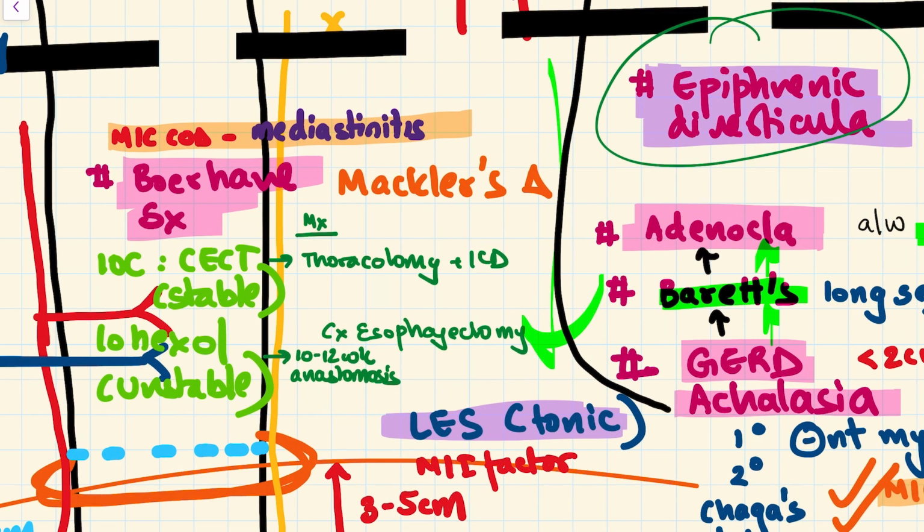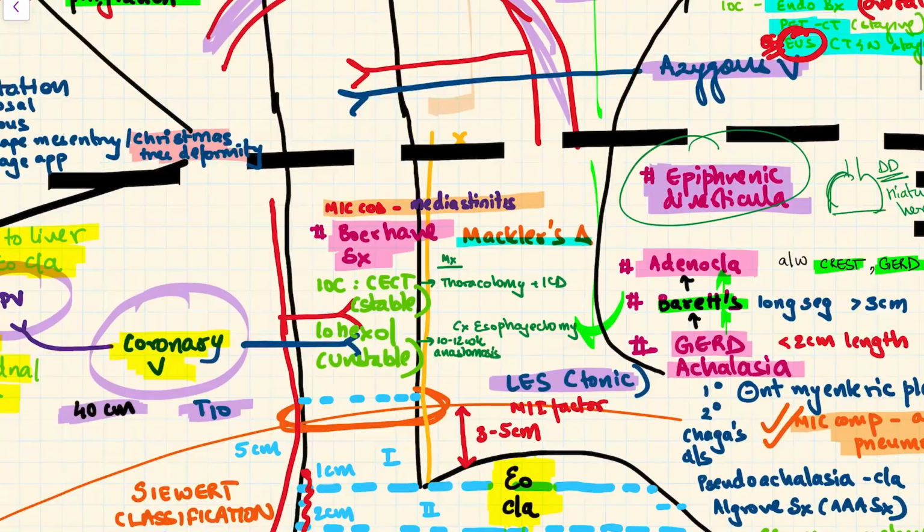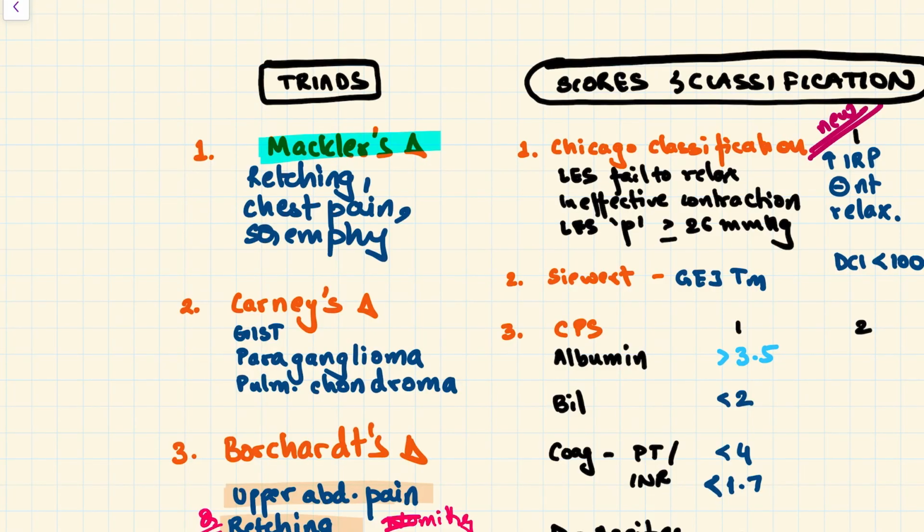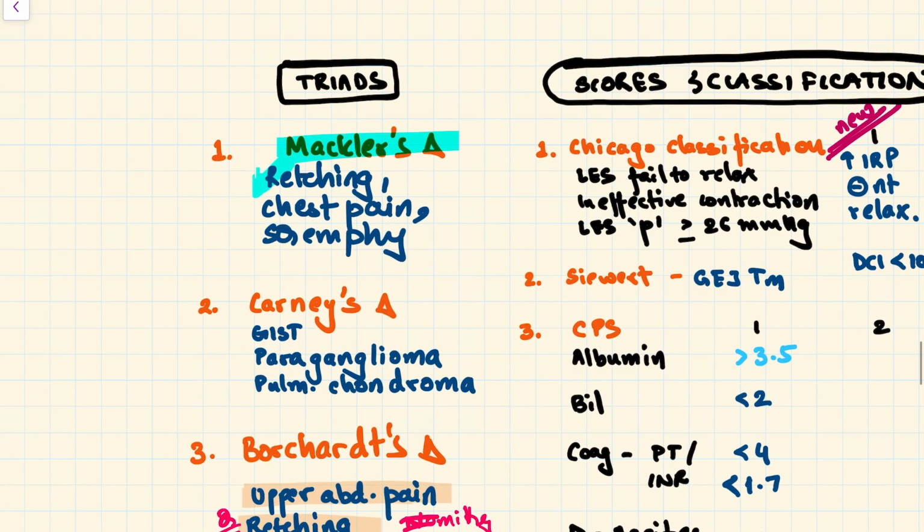Boerhaave syndrome. Right, so for Boerhaave syndrome, just remember Mackler's triad. Okay, what is Mackler's triad? They have similar features like retching. Here also we will have retching. In Mackler's triad there will be chest pain and subcutaneous emphysema.